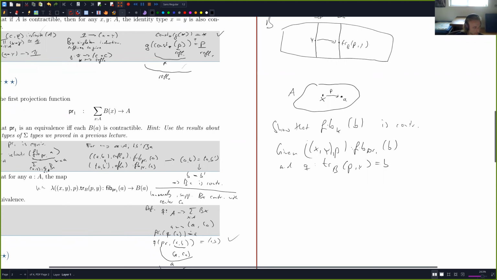And by the characterization of identity types of sigma types, let's recall that for any such pairs (x, y) and (a, b), this identity type is equivalent to a path, and well, the path over P. So in our case, transport P P1 equals P, and that's exactly what we have here, such a path and such a P.